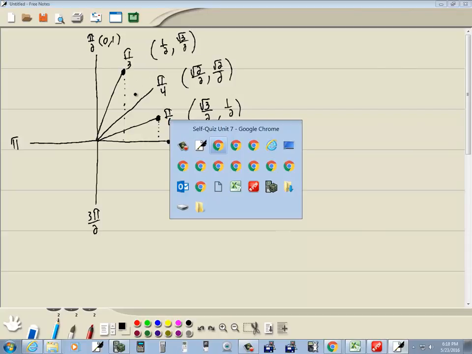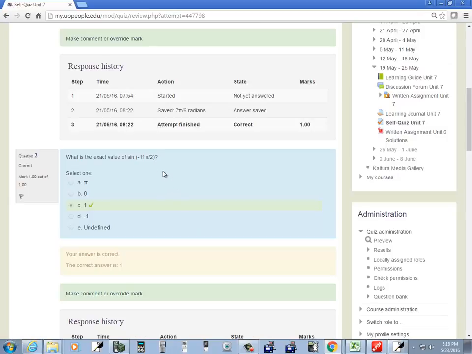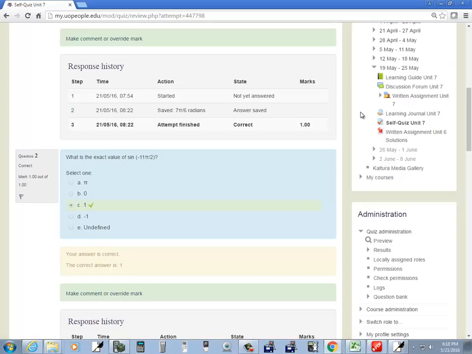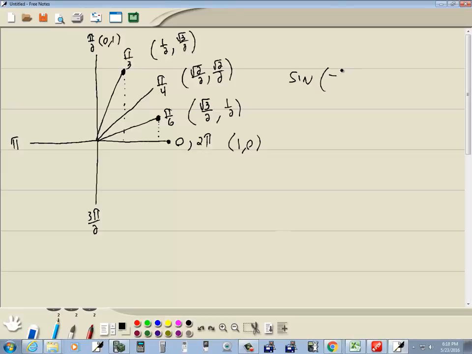Now let's see what we're dealing with here. We got sine of negative 11 pi over 2. Now, I talked about in the first video I sent you that you can add 360 degrees or you can subtract 360 degrees over and over. Now we want to get this into the unit circle from 0 to 2 pi.